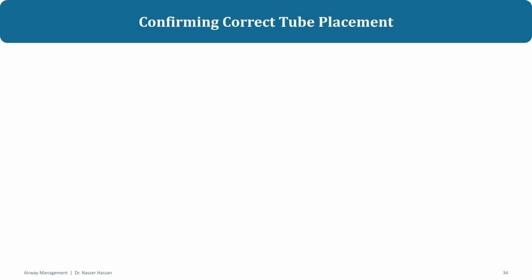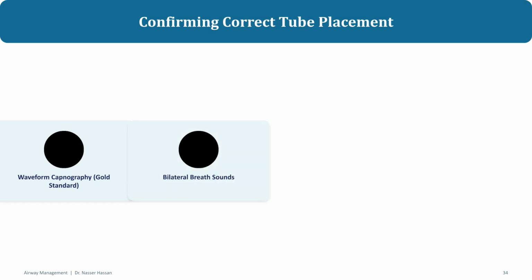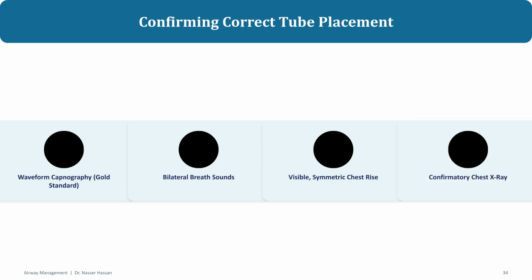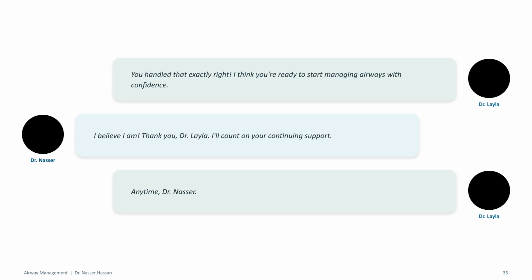Once the tube is in, we must confirm placement. Waveform capnography remains the gold standard. We also check for bilateral breath sounds, watch for symmetric chest rise, and follow up with a chest X-ray. You've successfully navigated the clinical reasoning for this critical case. I am confident in your ability to manage airways.